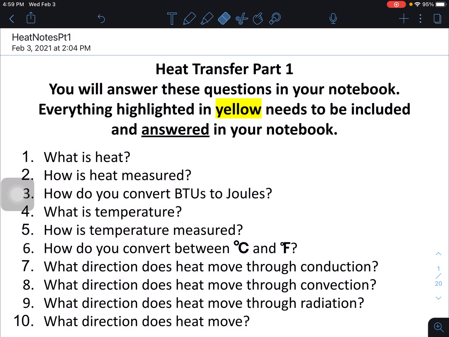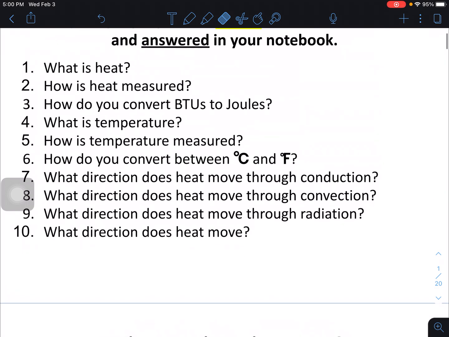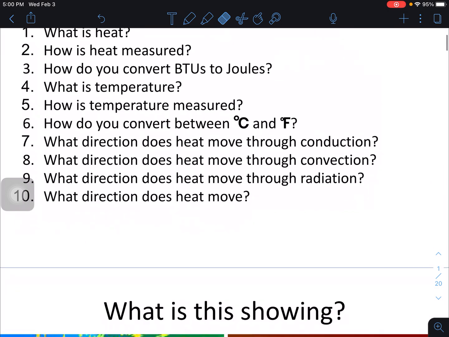This one here, everything that's in yellow needs to go to your notebook. Answer them in your notebook, and then snap a picture of it and submit your answers to this assignment. Okay, heat transfer part 1 notes. So these are your questions. You're going to answer these 10 questions basically for your notes.